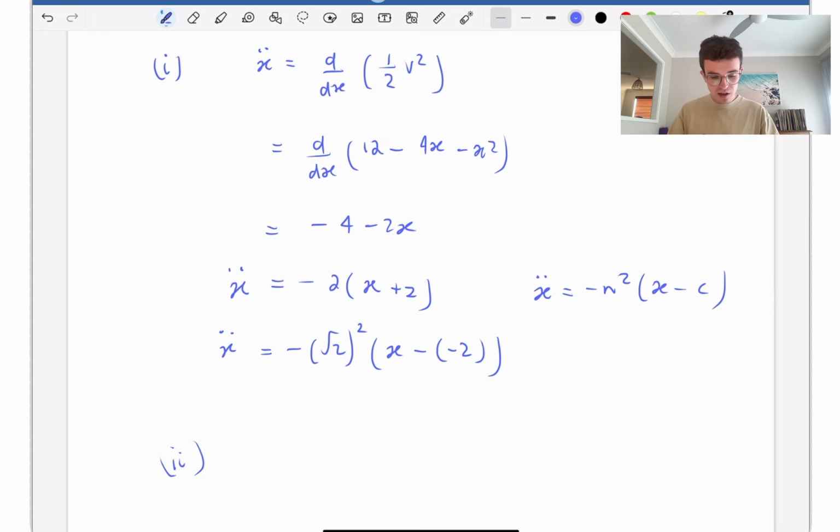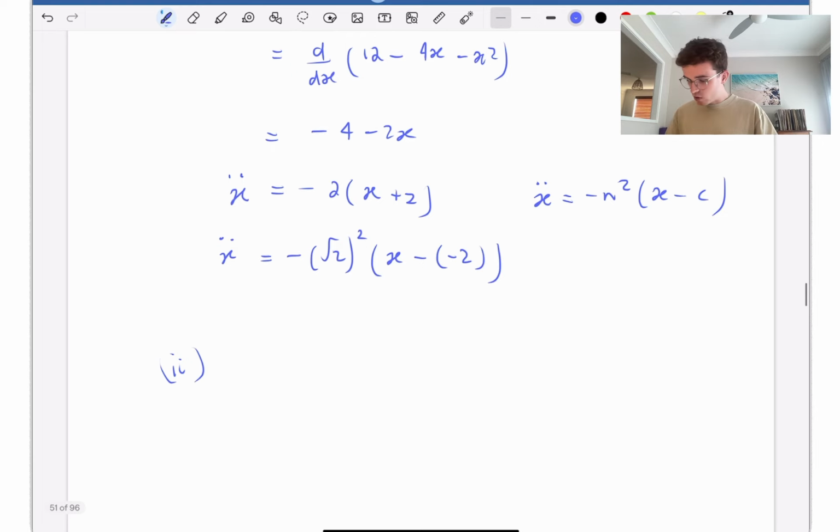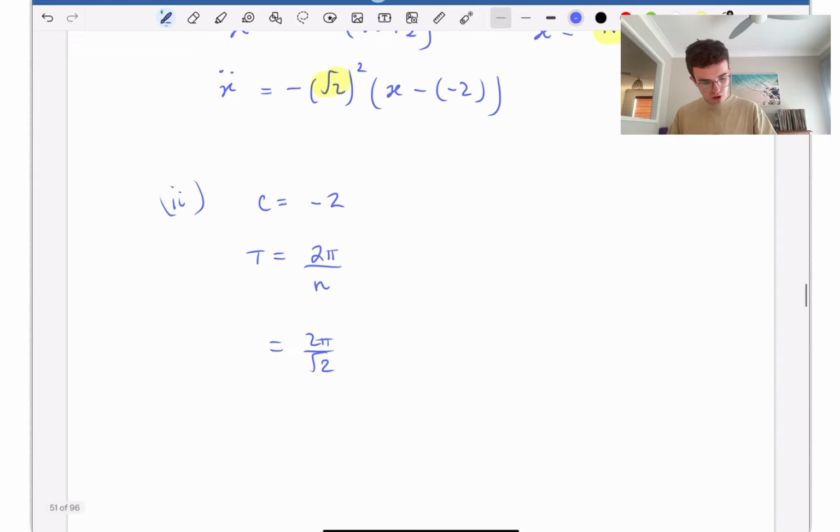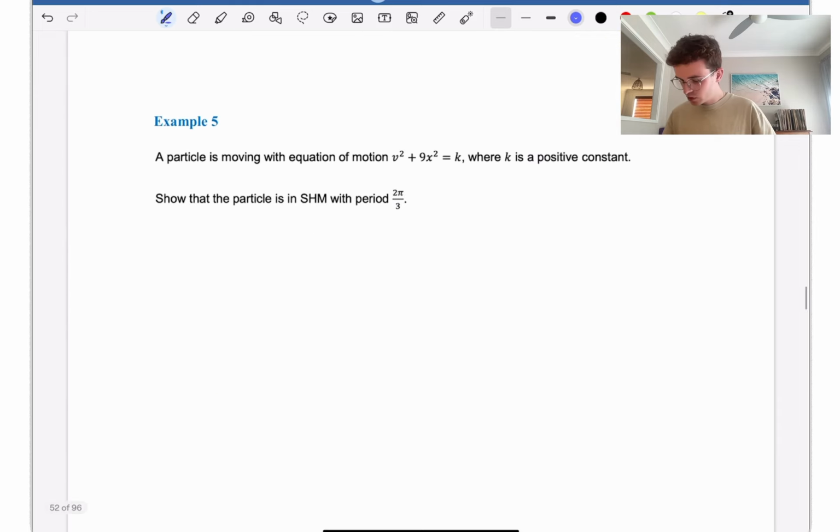Part 2 wants to know the center and period. Right, so the center is minus 2 again. If you write 2, it's wrong. I'm sorry, that's because the definition of simple harmonic motion has a minus there. Now, the period is 2 pi on n, and n in this instance is root 2. That n comes from there. So we've got 2 pi on root 2. So the period, well, 2 on root 2 is just the same as root 2. So the period is root 2 pi. Okay. 2 more examples.